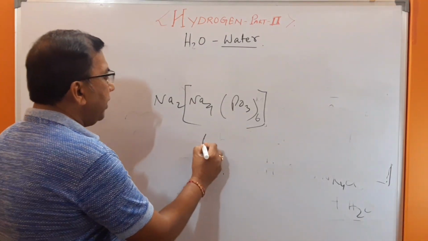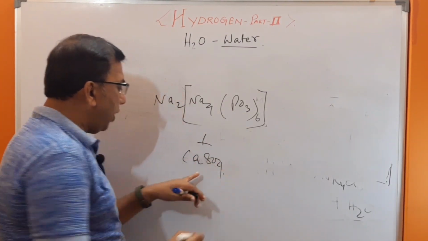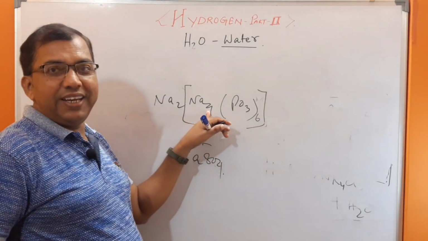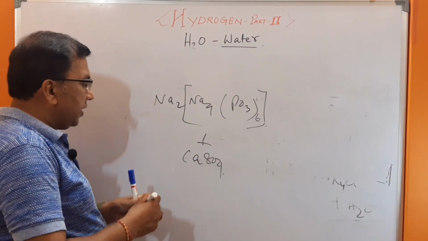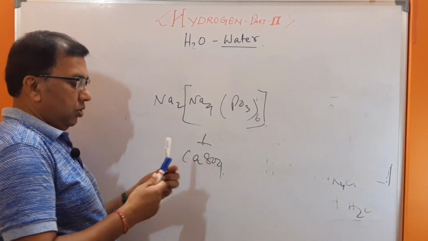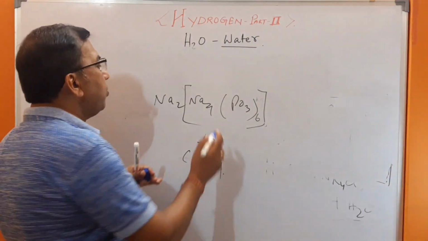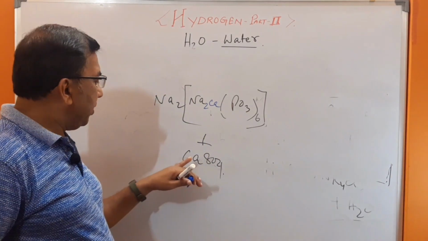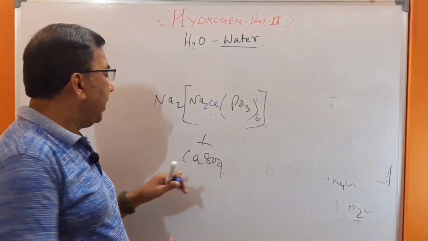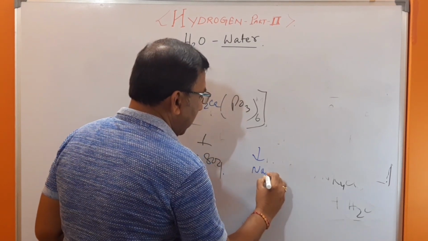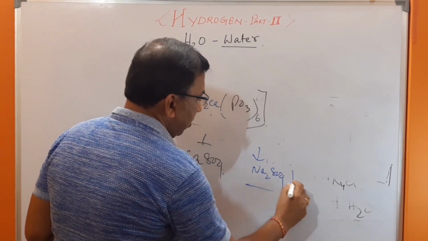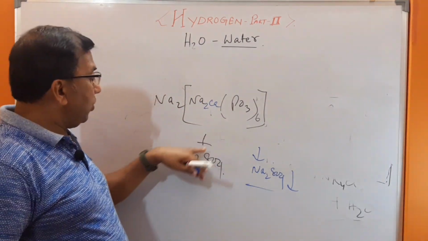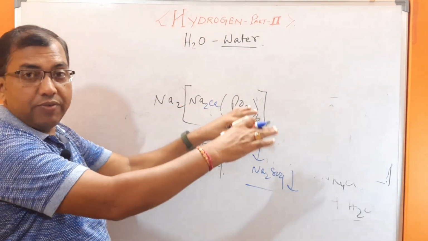If you add this to CaSO4, suppose this is the hard water, the Ca will be replaced by Na. That means it will change to Na2Ca complex, and there will be Na2SO4. The calcium goes out, and sodium is here. In this way, calcium will be removed, that is, hardness will be removed.